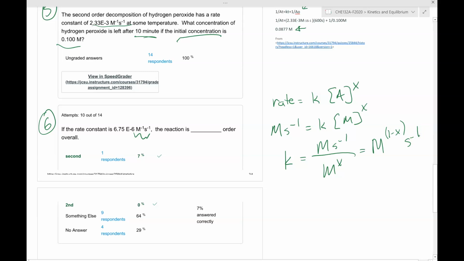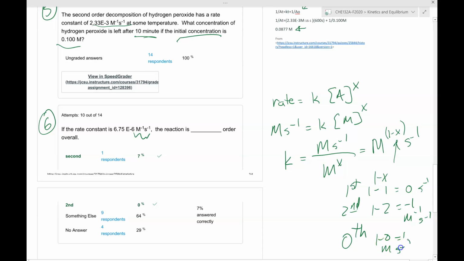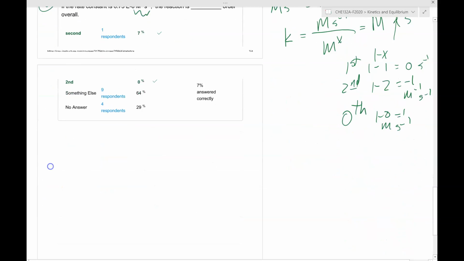So since that's -1, then x must be 2, right? So if 1 minus x, if x is 1, that's 0, it would just be seconds to the -1. That's first order. If it were a second order, then x would be 2. 1 minus 2 is -1, so that would be molars to the -1, seconds to the -1 is what we got. If we have 0th order, 1 minus 0 is 1, so that's molars to the first, seconds to the -1. Those are the characteristic units for rate constants in kinetics.